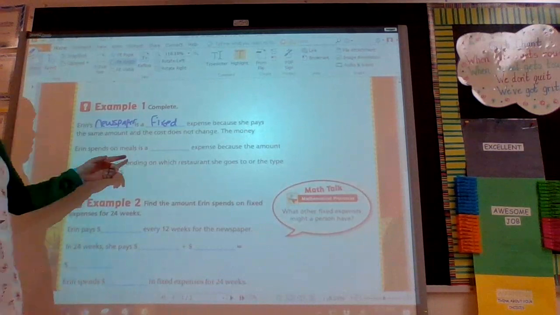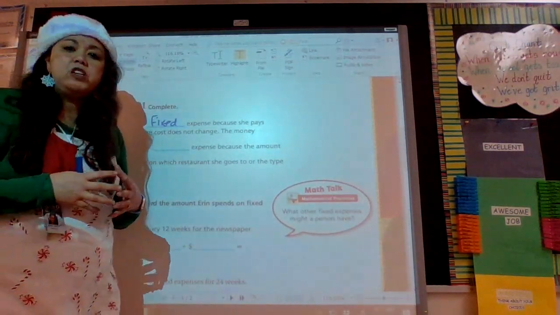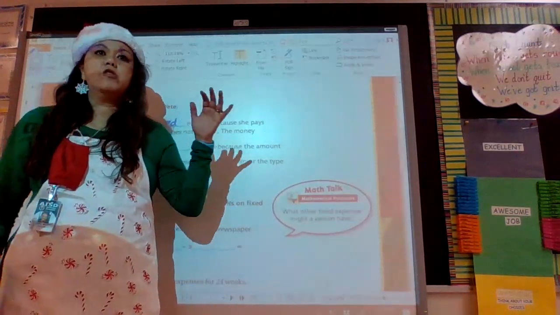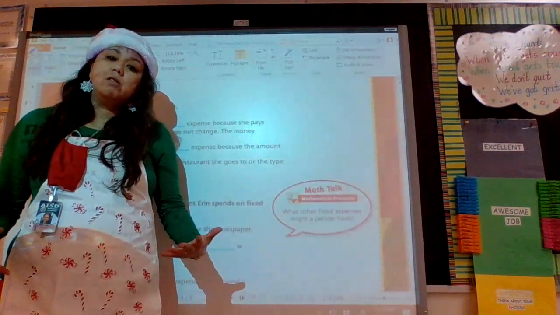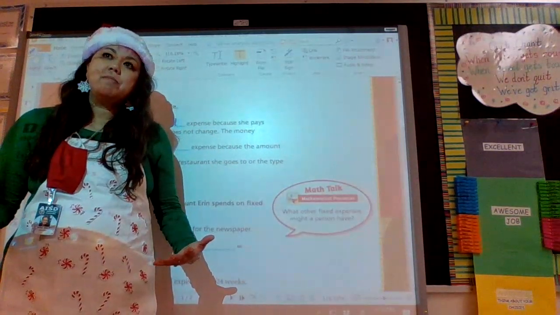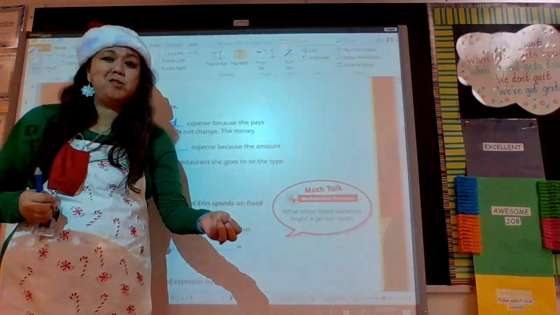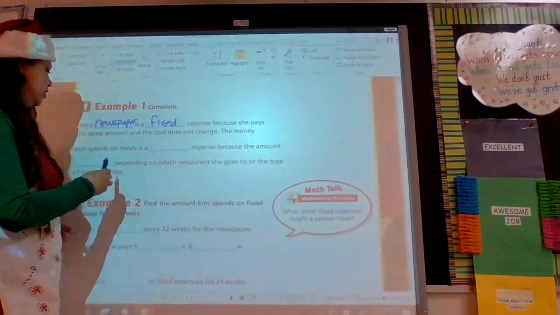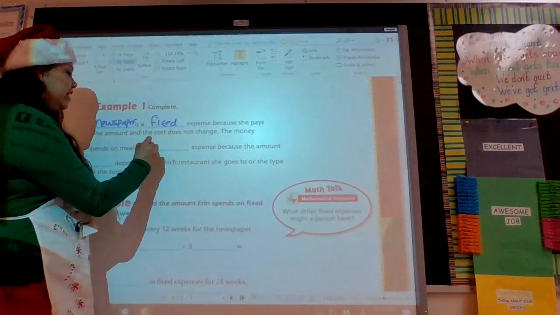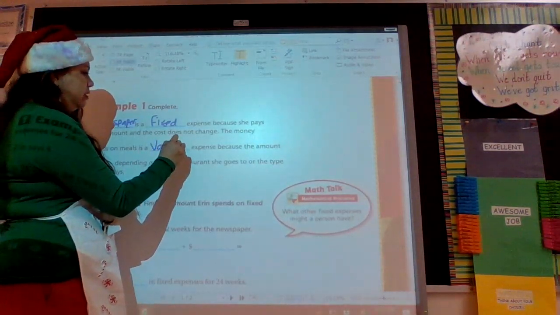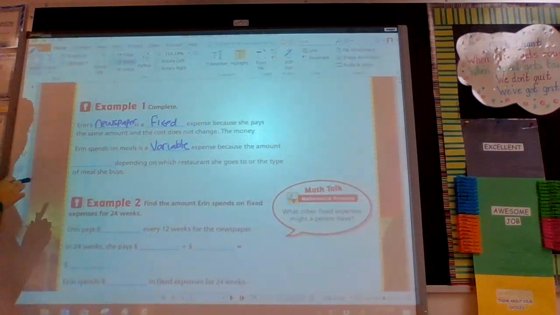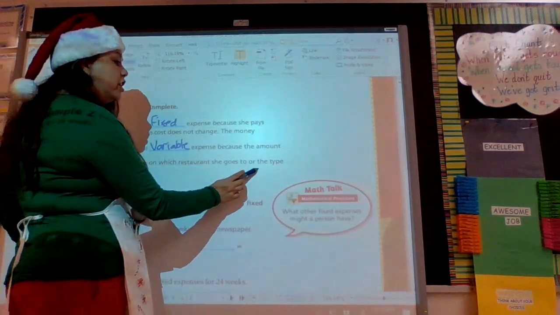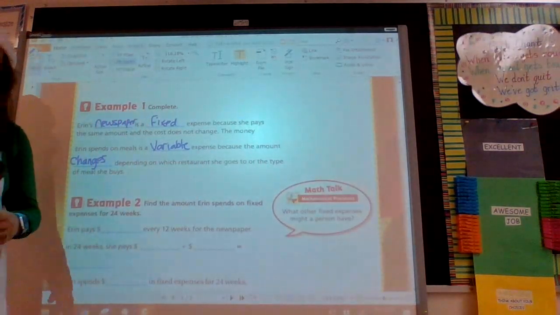The money she spends on meals is, think about when you go to a restaurant. If you want to go to McDonald's or Wendy's or Chick-fil-A, notice that whatever you pay for a Happy Meal at one place isn't necessarily what you're going to pay at another place. Plus, you might not get the same items. So it varies in price. So we're going to say the meals that she spends is a variable expense because the amount changes depending on what restaurant she goes to and the type of meal that she buys.